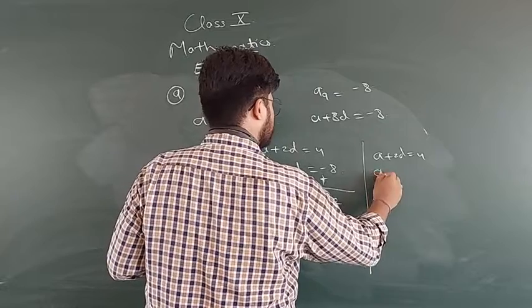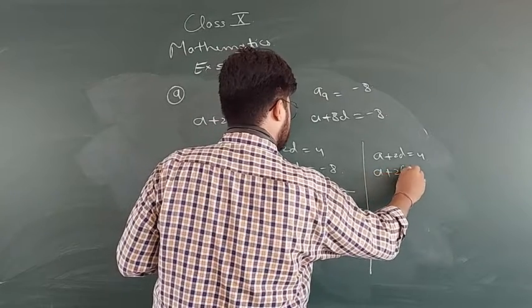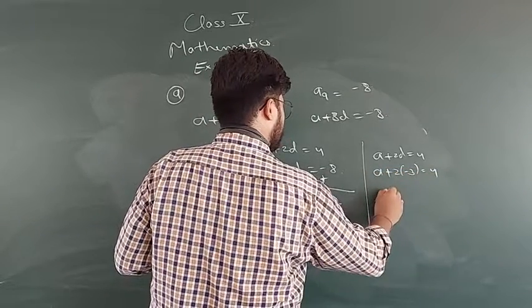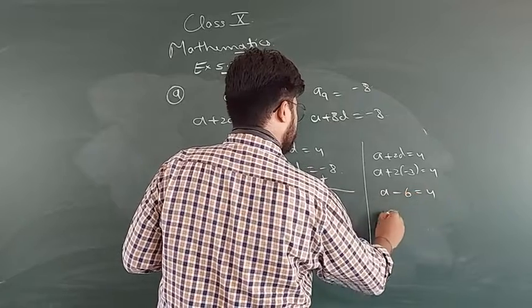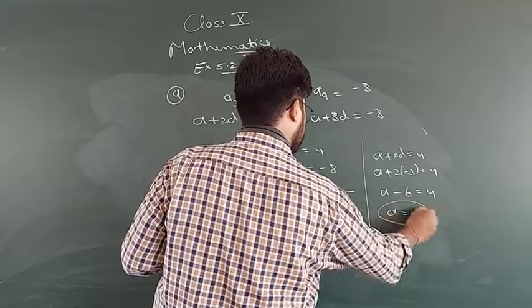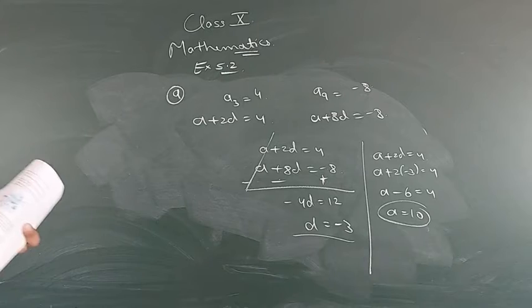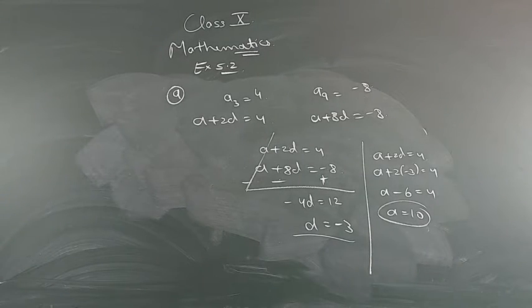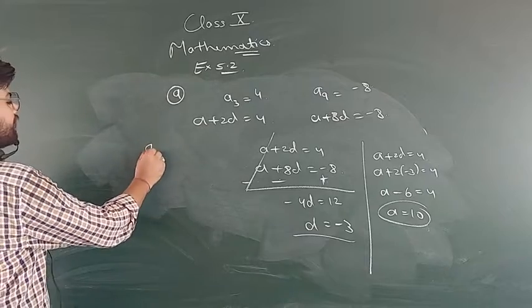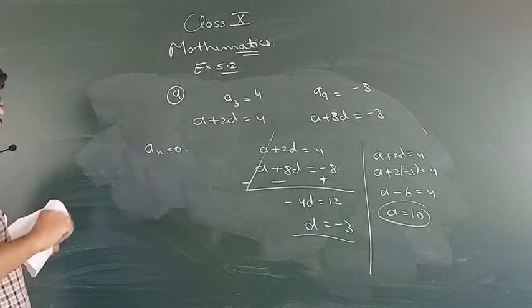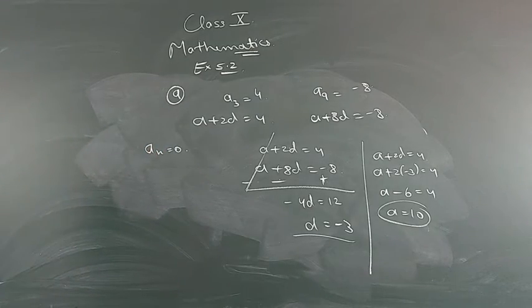Now D value is minus 3. Then A value is 10. The value of A is 10 and D is minus 3. Now which term of the AP is 0? The question is saying which term. I will take AN as 0. We don't know the term, so I take it as the nth term.